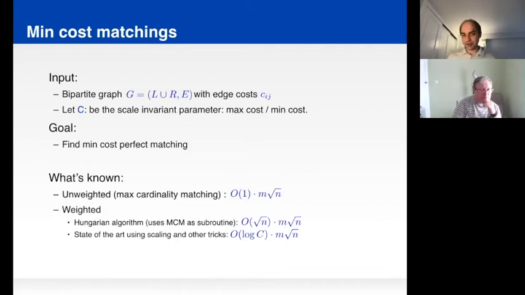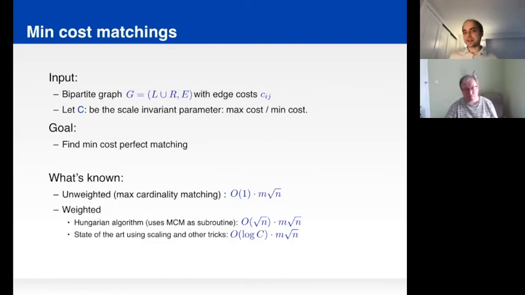What's known? Again, this has been known for a long time, at least the first couple of bullets. Computing max cardinality matching here takes about m root n time. And if you want to compute it in the weighted case, where you're not just looking at cardinalities, a lot of the methods use max cardinality as a subroutine. So the Hungarian algorithm, which is really what you use most often in practice, takes at most root n calls to the subroutine before it converges. If you want to look at state of the art, you're going to use weight scaling. You're going to do other tricks. This is actually recent. It's pretty nice work. But you're going to pay an additional log c, where c is the scale invariance parameter.